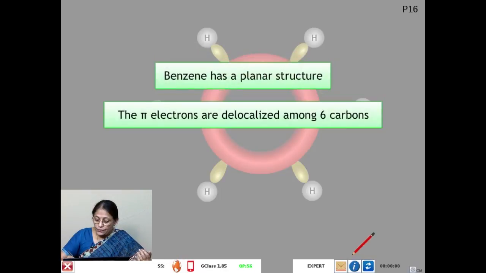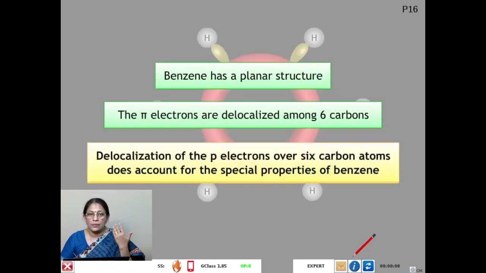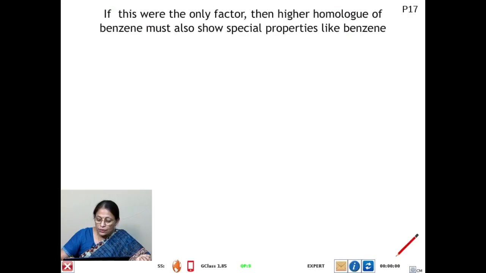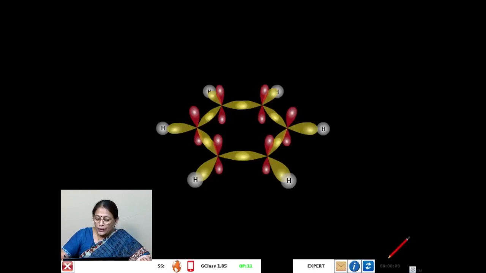Now, this delocalization of 6 pi electrons definitely gives some special stability to benzene, but that is not the only factor which is involved there. So, which is the other one? To study that, we need to consider the linear combination of atomic orbitals. What is the meaning of that? Probably you have studied molecular orbital theory. So, atomic orbitals combine to form molecular orbitals, am I right?